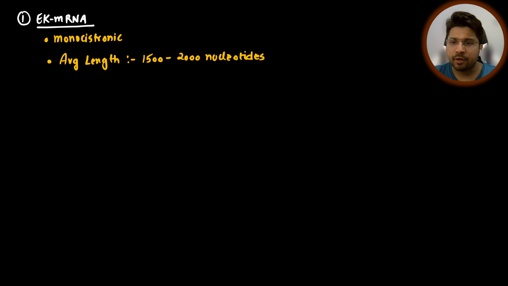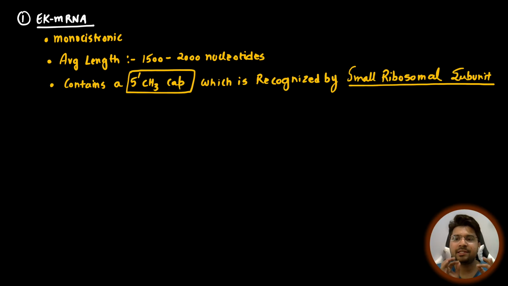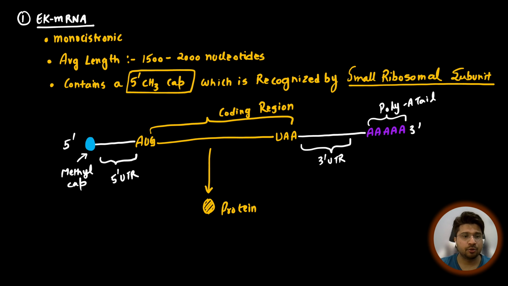Another important thing about eukaryotic mRNA is that it will always contain a 5' methyl cap towards its 5' end. A eukaryotic mRNA always contains a 5' methyl cap, which will always be recognized by the small ribosomal subunit when translation is going to happen. I will show you all those steps in detail at a later point. So towards the 5' end, we have a methyl cap, as you can see.